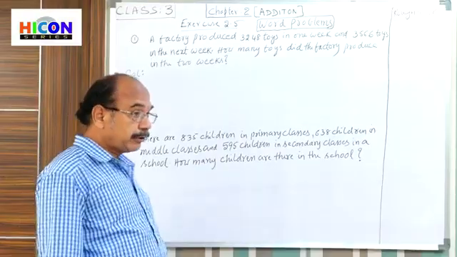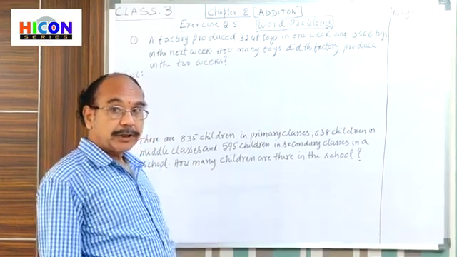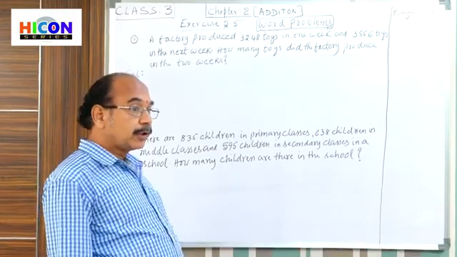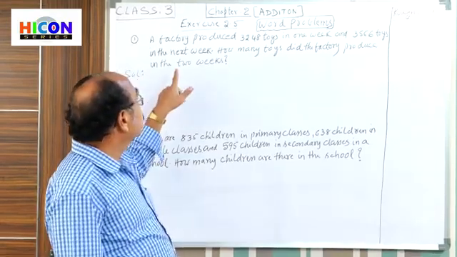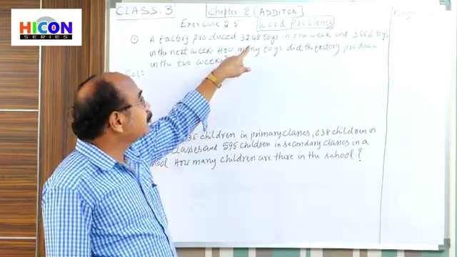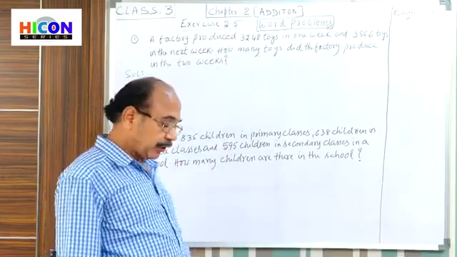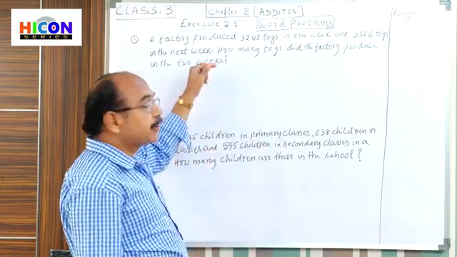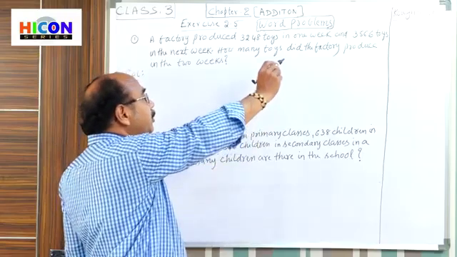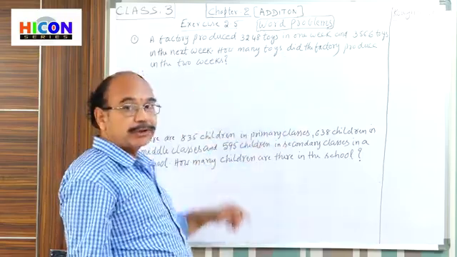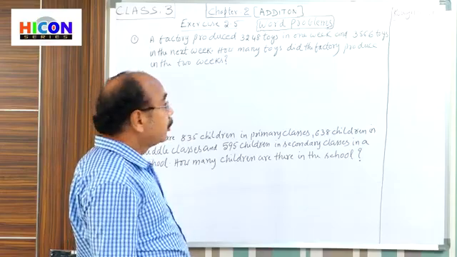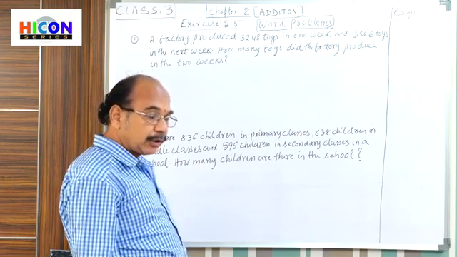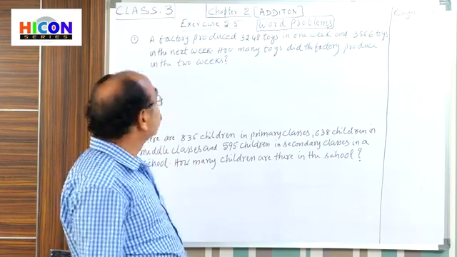See children, now we are going to the word problem, or another name, statement problem. In the statement problems, the first question is: a factory produced 3248 toys in 1 week and 3566 toys in the next week. How many toys did the factory produce in the 2 weeks? This is the question. Now, read the question one time and prepare the steps on that.